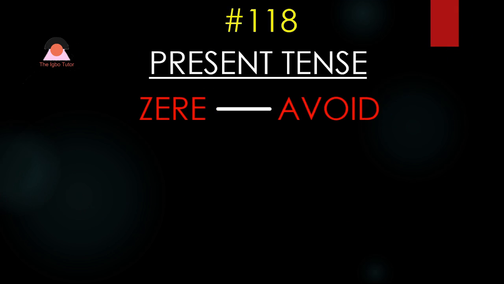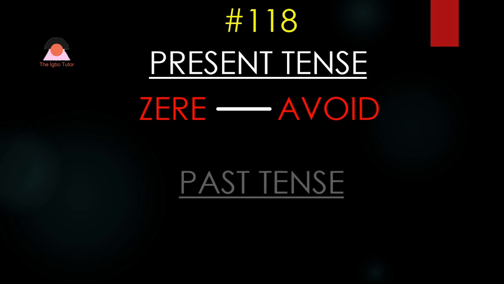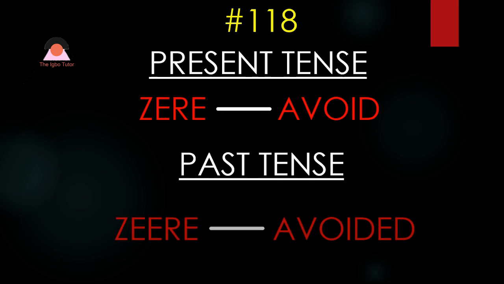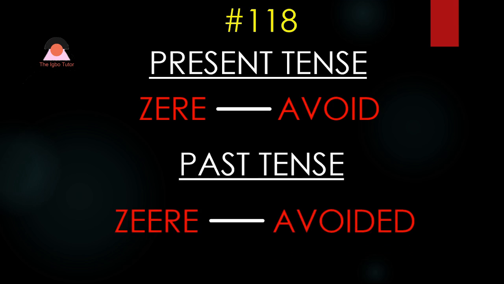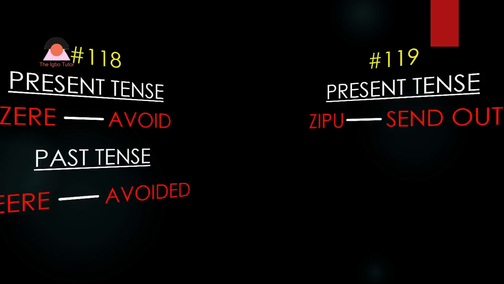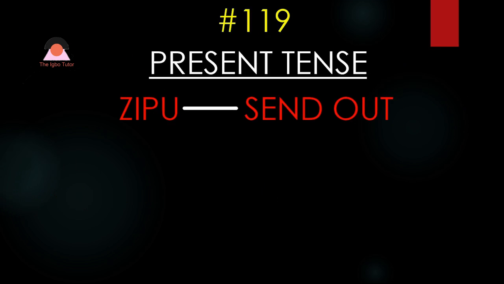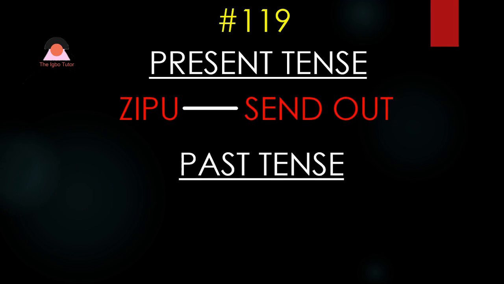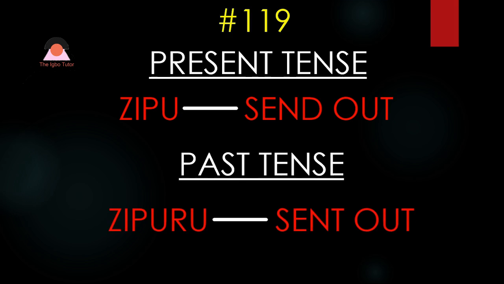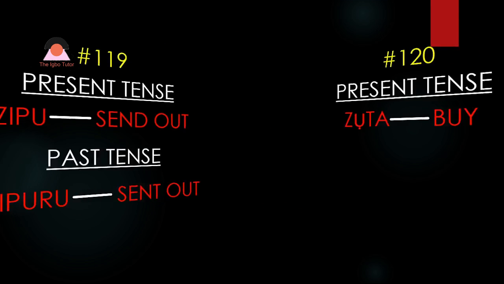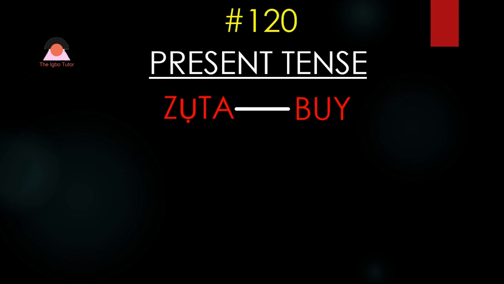118, and the word is zere. Zere, meaning avoid. What's the past tense of zere? It is zere. Double E, that's the only difference. Zere, avoided. 119 now, the word is zipu, meaning send out. Past tense of zipu is what? Zipuru, sent out. And we go to 120, the word is zota, meaning buy.